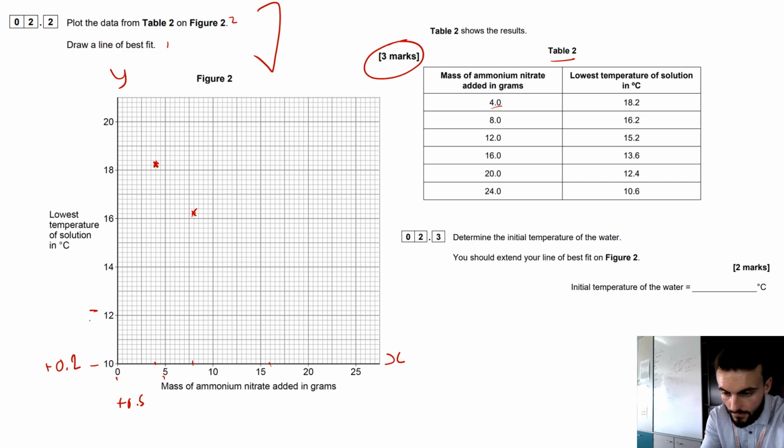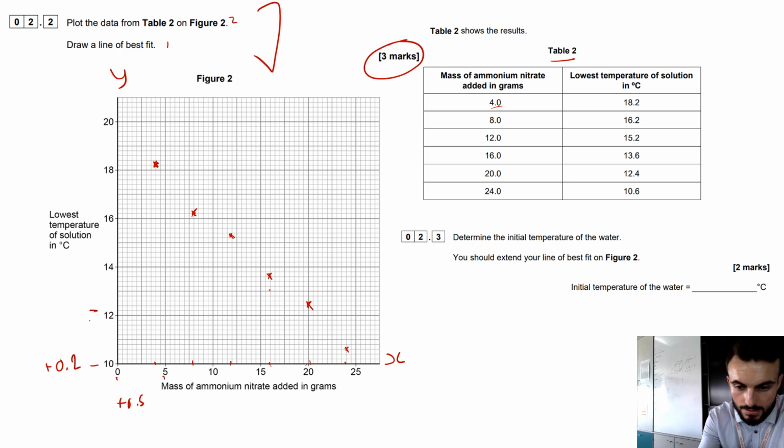Remembering that as you do this, you've got to be as precise as you possibly can, because go along to 12, you're only allowed half a small square out before it becomes wrong. 15.2, go along to 16, to 30, up to 13.6, so I know 13 is there, so I'm going to go 13.2, 4, 6, 20, up to 12.4, and then 25, 24, up to 10.6.